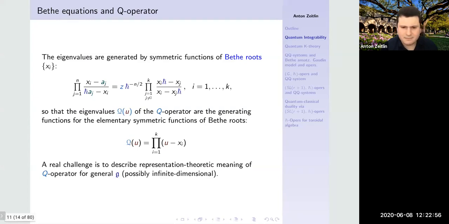Maybe I misinterpreted something, sorry. So the main question was to diagonalize the transfer matrices and to find the eigenvalues described by Bethe ansatz. Here is a Q operator, and the question was to find the representation theoretic interpretation of the Q operator. So which W corresponds to that operator Q? So maybe that's what I meant.